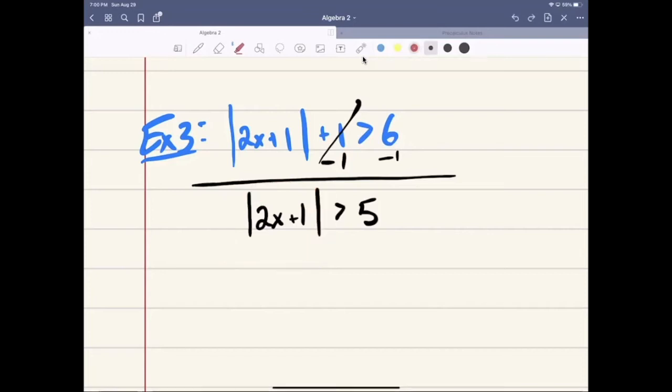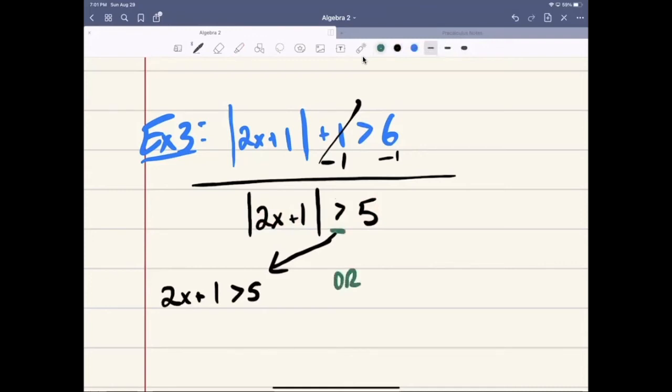We can go ahead and deal with this. When the inequality symbol eats the absolute value side, that means we're going to want to split up our problem using OR. So now we're going to have 2x plus 1 is greater than 5. We're going to copy the same thing: keep the 2x plus 1, keep the symbol, and keep the 5. But then when we split it up this time, you're going to write OR.